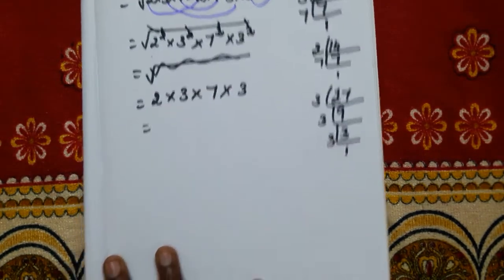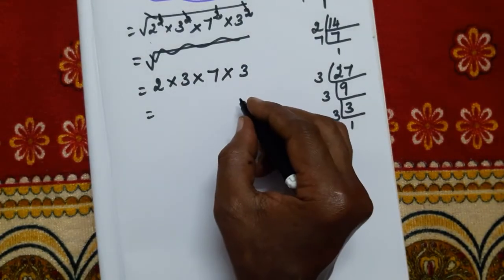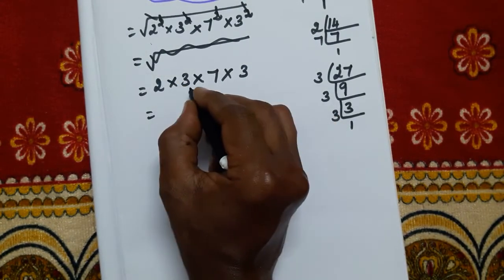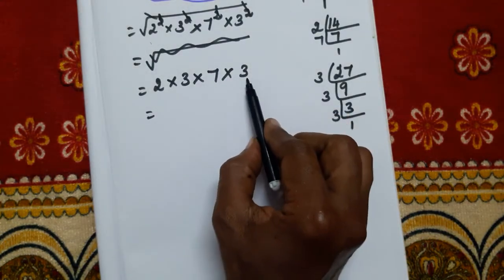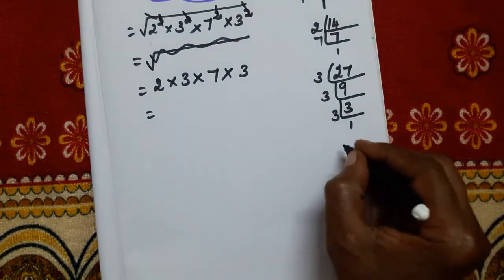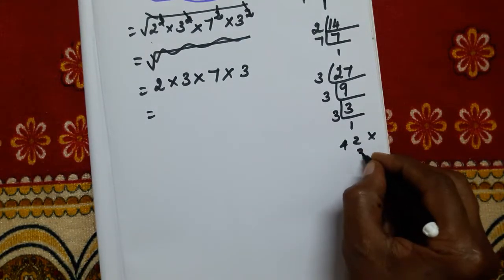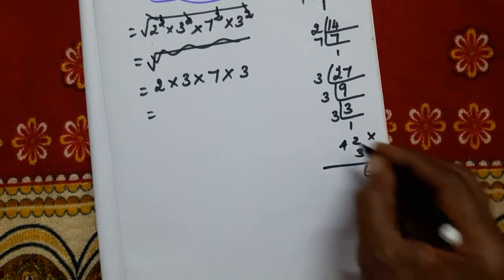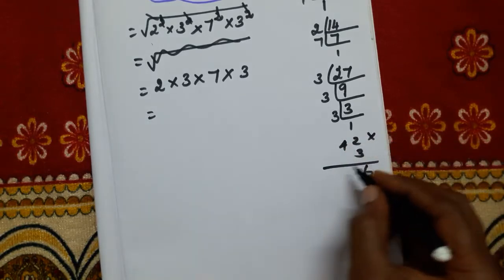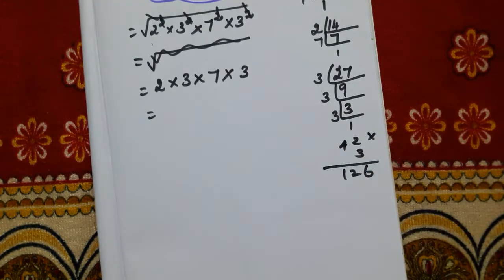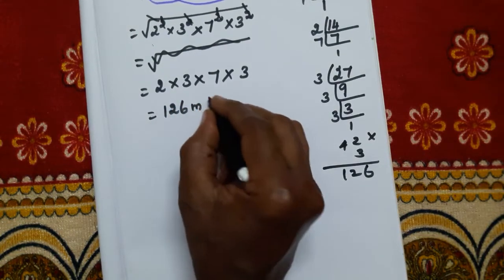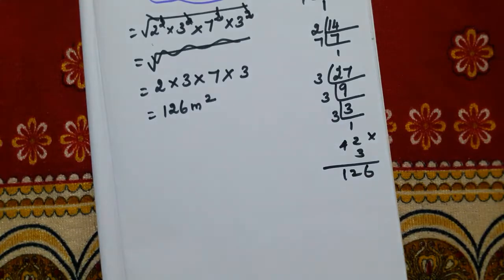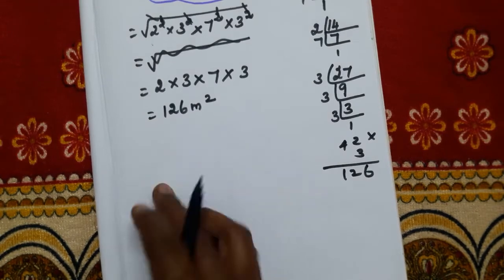2 threes are 6. 6 sevens are 42. Next, 42 into 3. 3 twos are 6, 4 threes are 12. What's the answer? 126. 126 square meters.